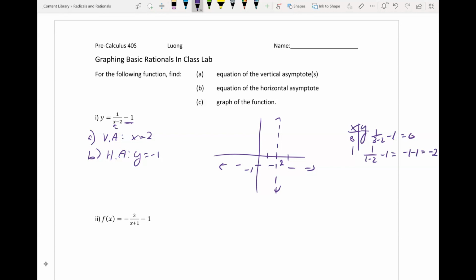Now I'm going to graph those 2 points. So we have a point at 3, 0, and the other point is at 1, -2. And then I know what the shape of this graph is. It's a 2-piece graph. So that means my arms are going to approach the asymptotes but not touch them.